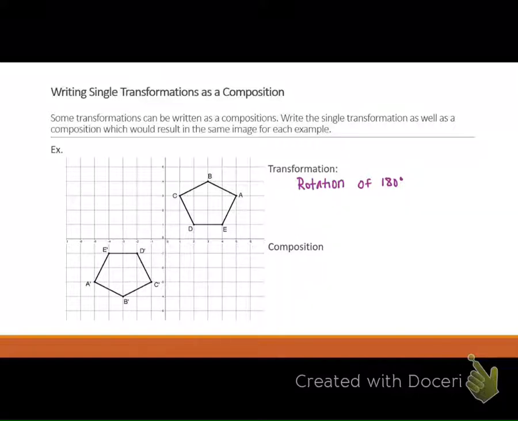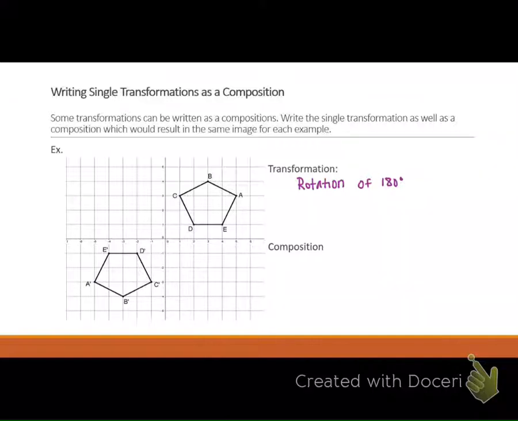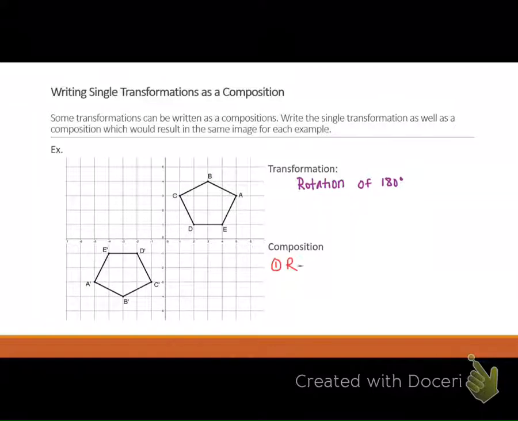So what could we do as a composition to do at least more than one transformation to get that on top of it? What could we do? You want a reflection, Greg? What do you want to reflect over? The y-axis and the x-axis. So we're going to first reflect over the y-axis. You could go either order for that, right? Yeah.